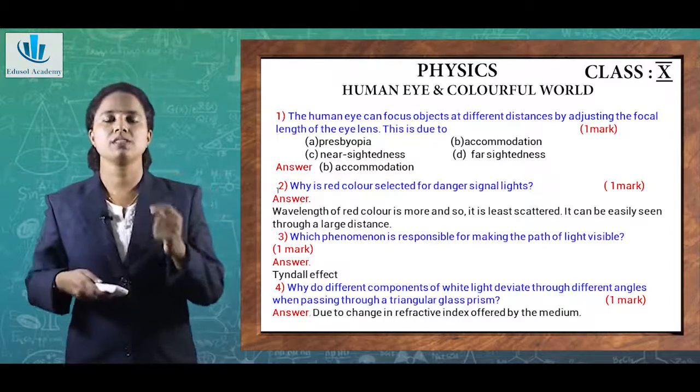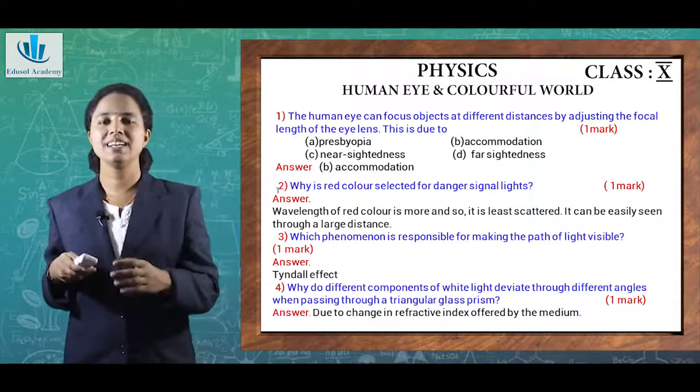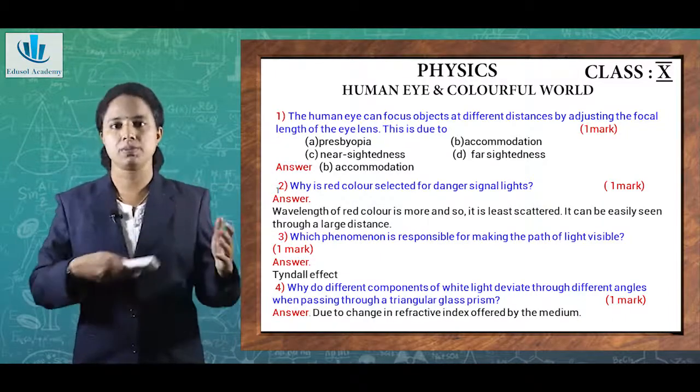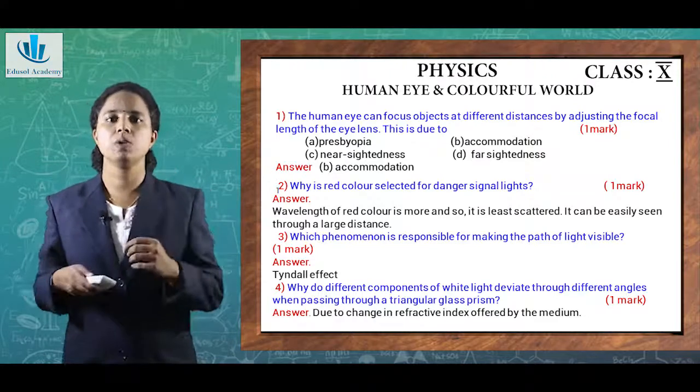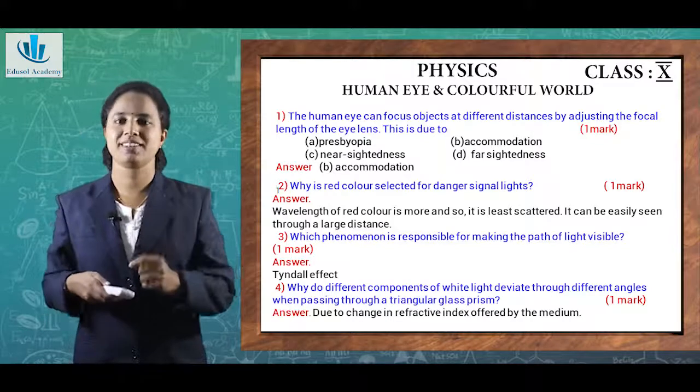Which phenomenon is responsible for making the path of light visible? We know that scattering is a basic process that makes the path of light visible, and the particular phenomenon in which the path of light is visible is called the Tyndall effect.